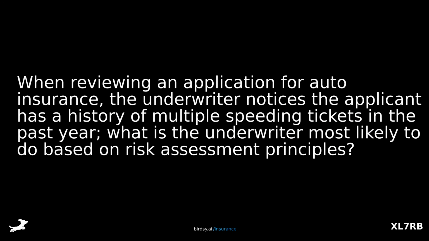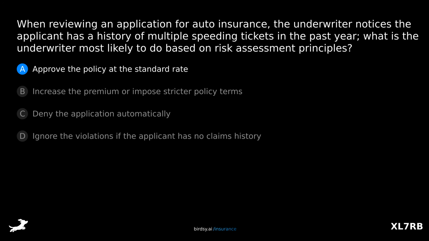When reviewing an application for auto insurance, the underwriter notices the applicant has a history of multiple speeding tickets in the past year. What is the underwriter most likely to do based on risk assessment principles? Is it A, approve the policy at the standard rate, B, increase the premium or impose stricter policy terms, C, deny the application automatically, or D, ignore the violations if the applicant has no claims history?